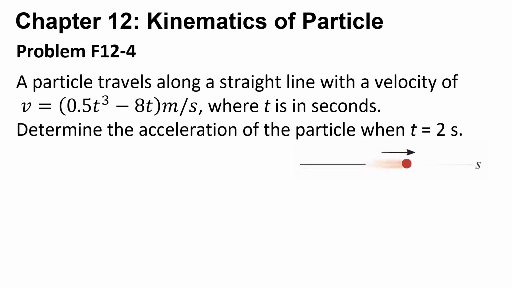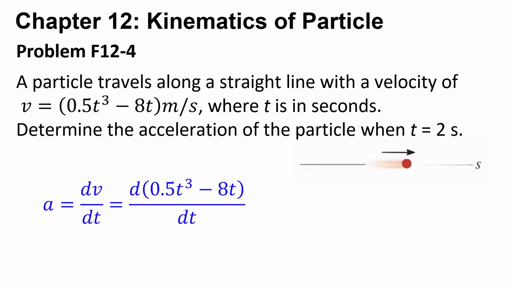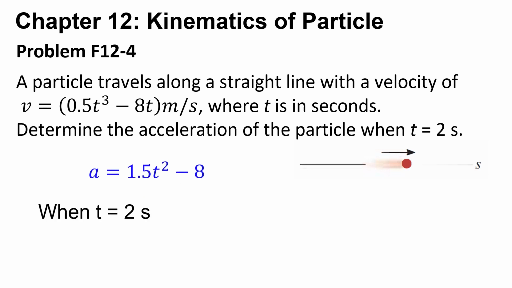A particle travels along a straight line with a speed v equals 0.5 t to the power 3 minus 8 t meters per second, where t is in seconds. Determine the acceleration of the particle when t equals 2 seconds. We know that the acceleration, a, equals dv by dt, equals d of 0.5 t to the power 3 minus 8 t by dt, equals 1.5 t squared minus 8. Substitute t equals 2. a equals 1.5 multiplied by 2 to the power 2 minus 8, equals negative 2 meters per second squared. The negative sign means deceleration.